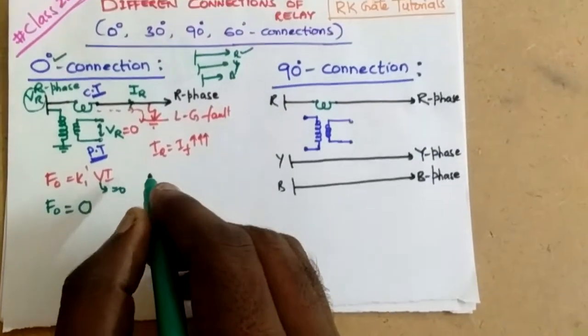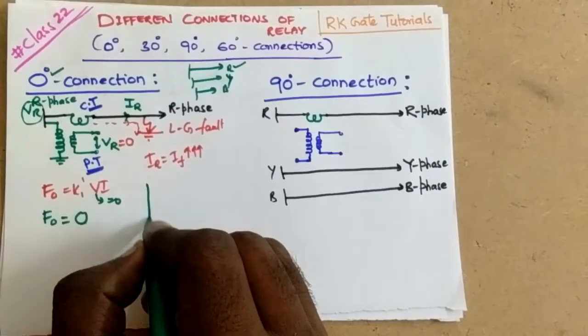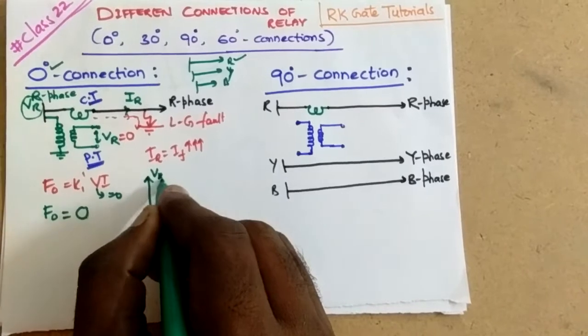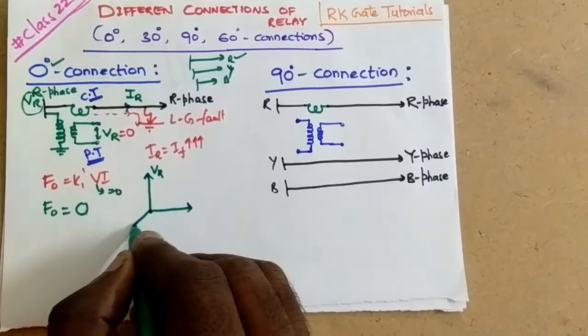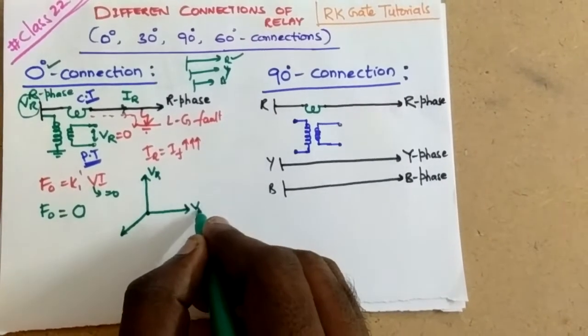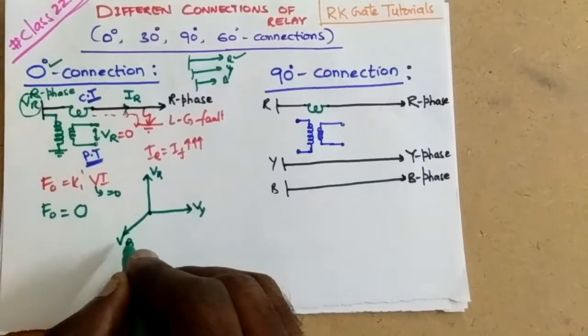If you see the phasor diagram, this is our VR, and we know that there is a 120 degree phase shift from each other. This is Vy and this is Vb.